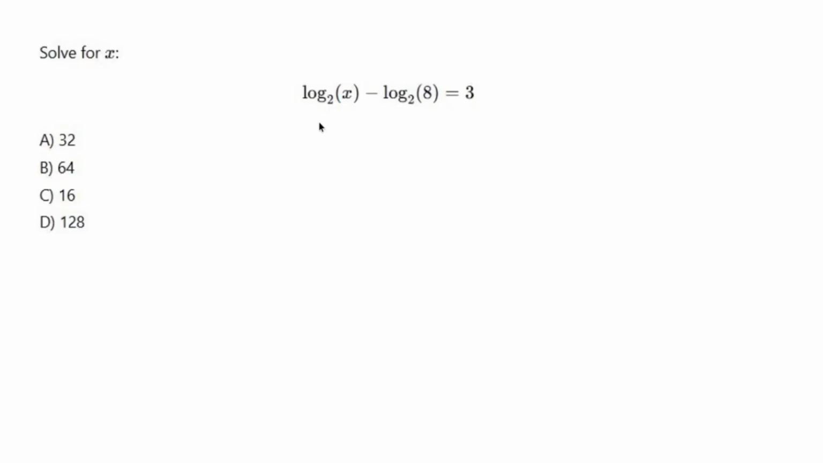Solve for x, we've got log base 2 of x minus log base 2 of 8 equals 3. Using our rules for logarithms, if we subtract two logs of the same base, that means we divide the insides in order. So this becomes log base 2 of x over 8 equals 3. Now, this is what I'm going to do. Whenever I'm trying to solve an equation and I notice a log there, I can get rid of the log by taking 2 to the power of both sides.